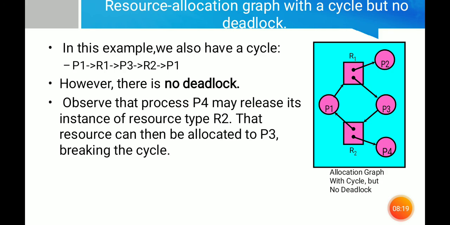Okay. So what is that? If P4 releases R2, that edge will be deleted. As the edge is deleted, R2 is available, and P3 will be allocated R2. As soon as P3's work is completed, this edge gets deleted. As the edge gets deleted, the cycle gets deleted. So as there is no cycle, no deadlock. So in this example, we can say that this is a graph with a cycle but no deadlock.